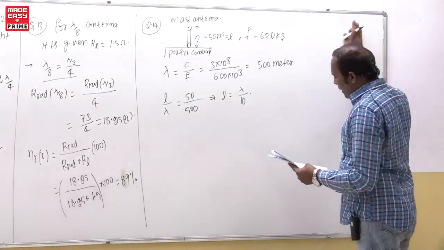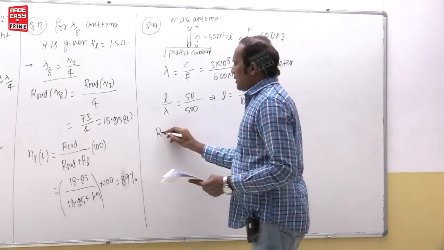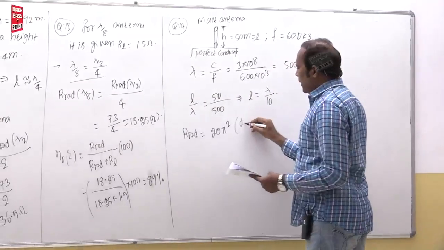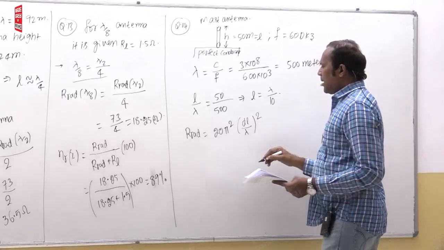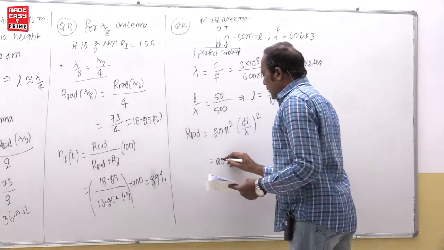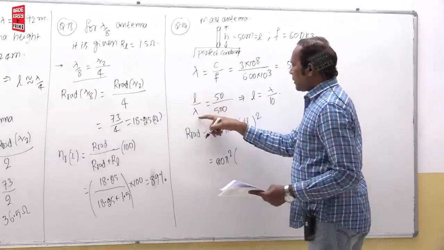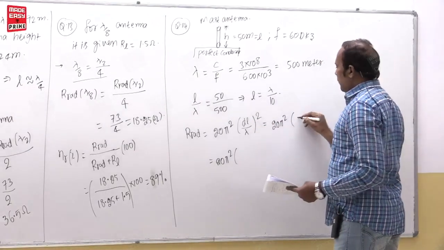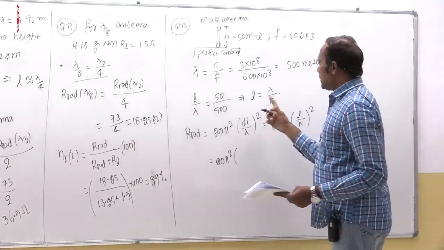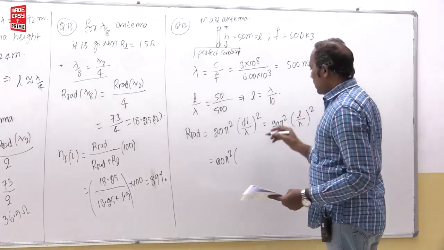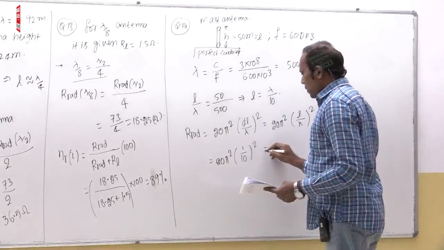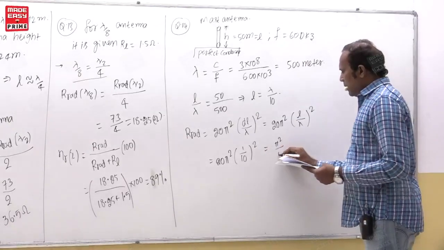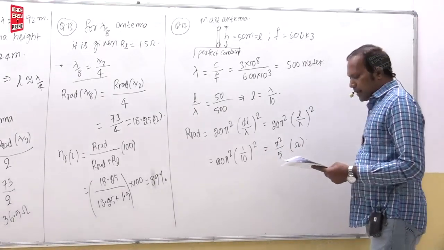So here the radiation resistance is taken as 20 pi square (dl by lambda) whole square, otherwise (L by lambda) whole square. If you take the length as dl, then dl by lambda; if you take the length as L, then (L by lambda) whole square. So this L by lambda is 1 by 10 only. So 1 by 10 whole square. This value is actually pi square by 5 ohm. So this is the answer, right?